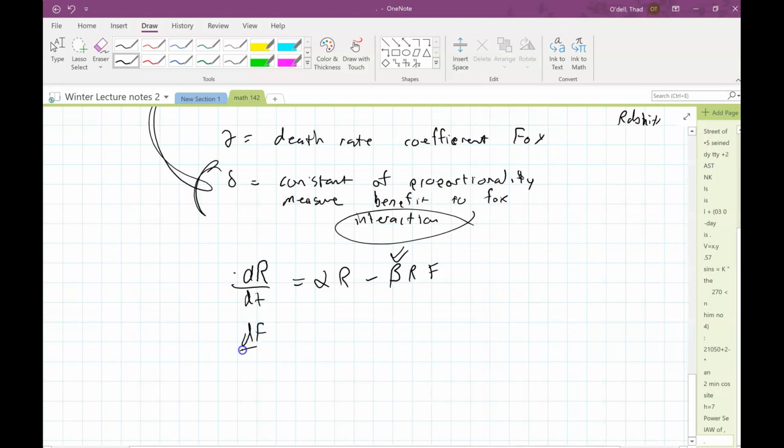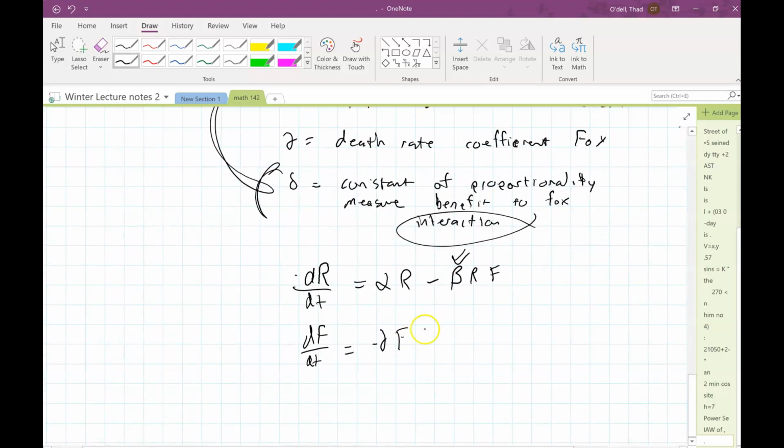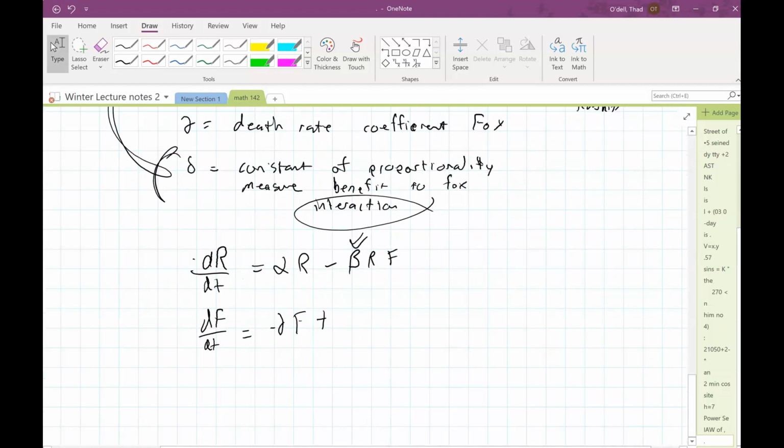And then df/dt is going to be equal to negative lambda f. I have a real hard time writing lambdas. And this is the death rate of the fox, right? So they are going to decline. In other words, remember we said without any rabbits, they start declining. Plus, but then we have the benefit of the rabbit-fox interaction. So you can say this is a system of differential equations.